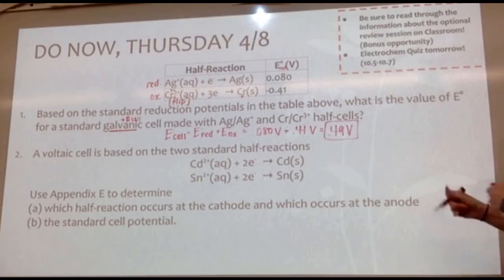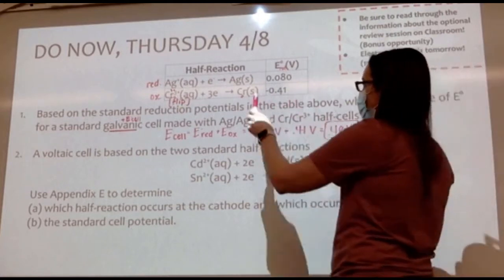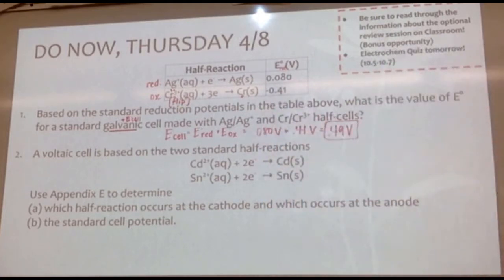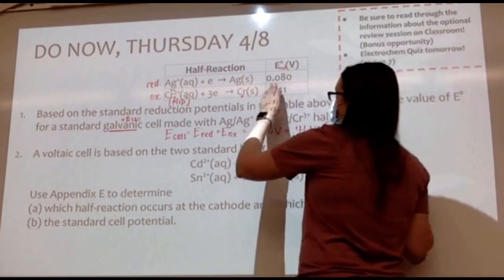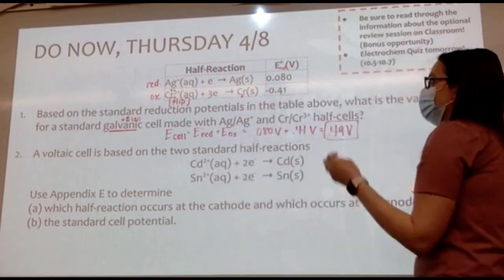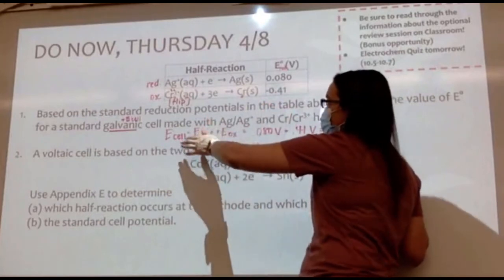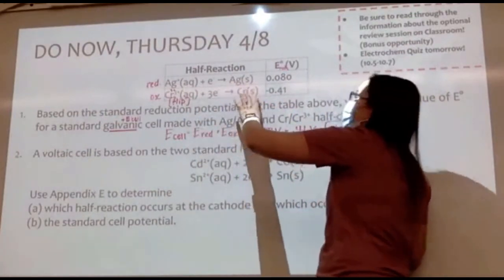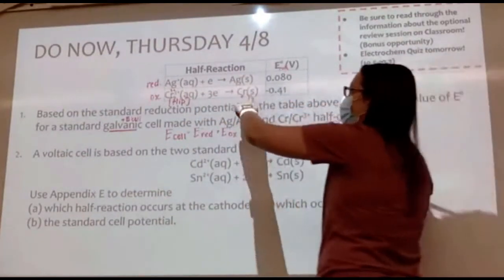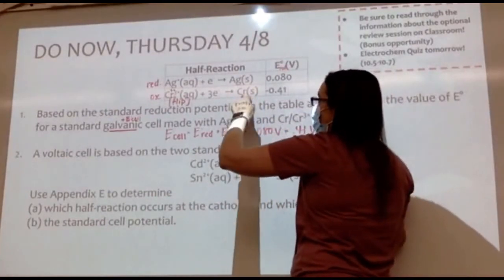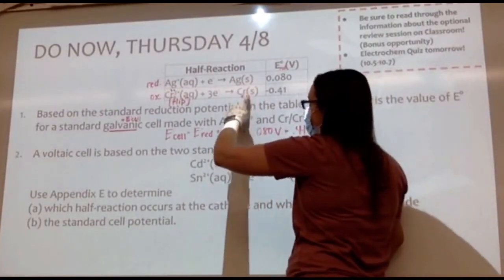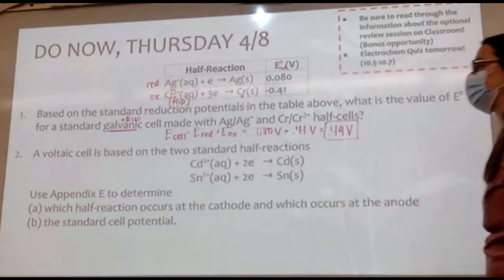So the biggest thing is when you're given reduction potentials, remember the more positive the reduction potential, the more likely that substance is to be reduced. The more negative, so the smaller the reduction potential, the less likely it is to be reduced, and the more likely the product is to be oxidized. So that means that Cr, when we flip this, Cr becomes the reactant, and it's Cr yields Cr3 plus and 3 electrons.